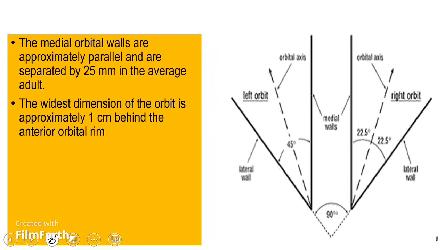Now, coming to the direction of the orbit. So, if you consider these two to be the eyeballs, okay, and this eyeball is located in these orbits. As I told you, the orbits are actually in the form of a truncated pyramid.